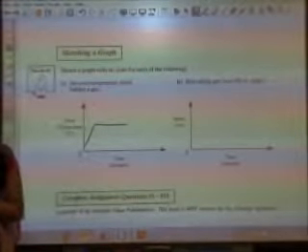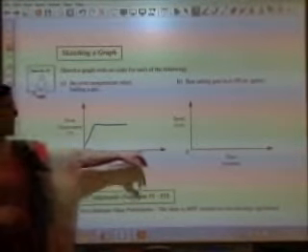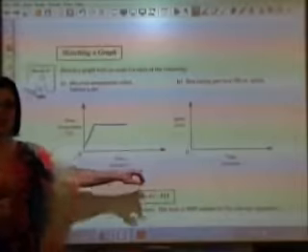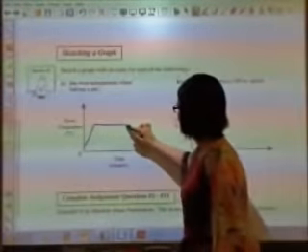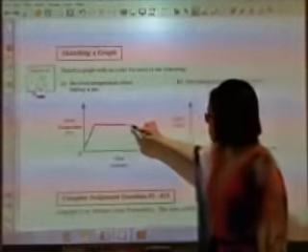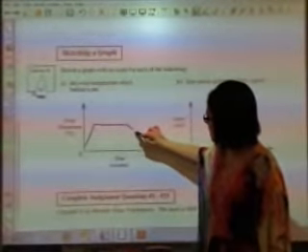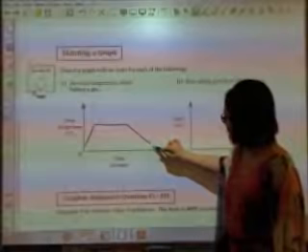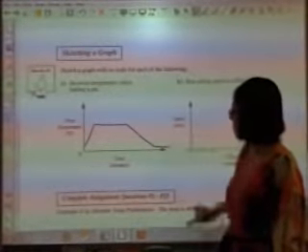Okay? And then what happens when the pie's done? It slowly cools down, and does it come right back down to the axis? No, it's going to cool down. And is it going to cool down as fast as it heated up? No, so this line here has to be a lot shallower, and then it will level off again.